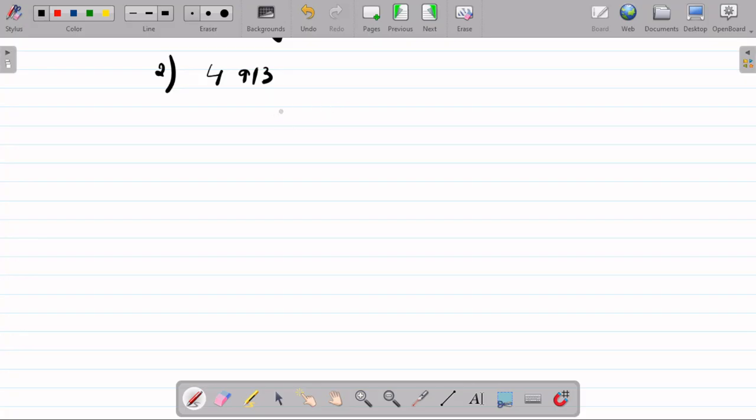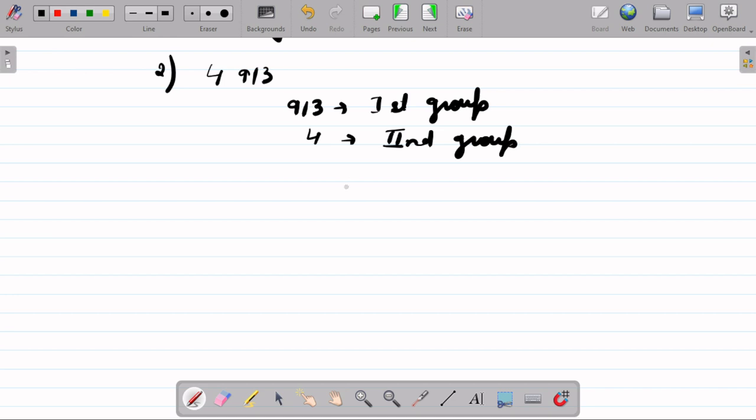So again, let's divide it into groups. So 913 will be our first group. 4 will be in our second group, right? And in the first group, look at here. In the first group, the unit digit is 3. 3 comes at 913. Unit digit 3.